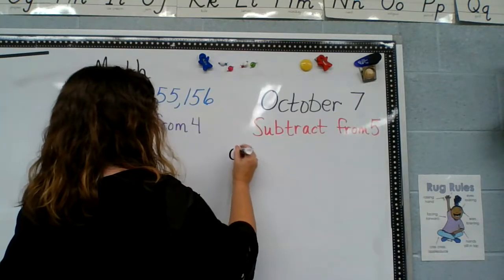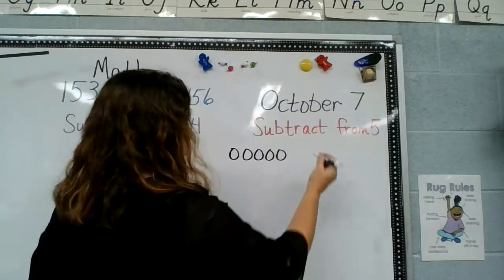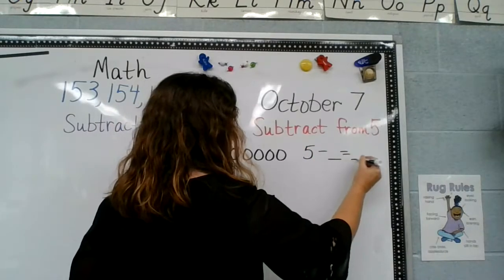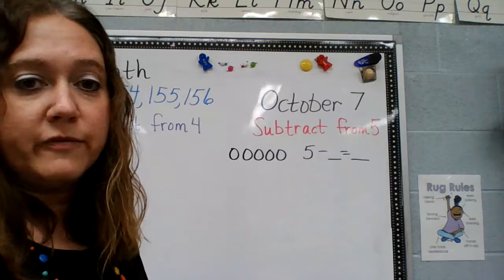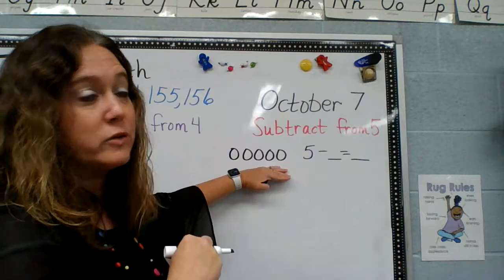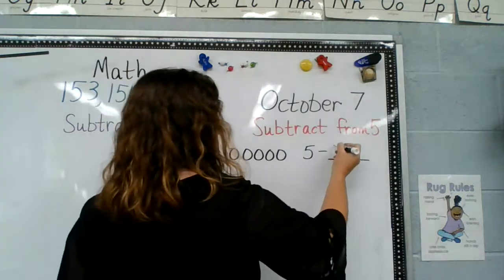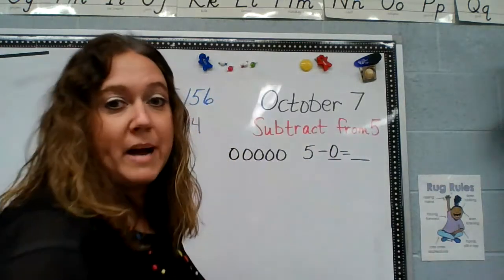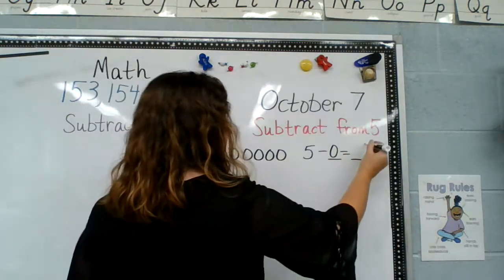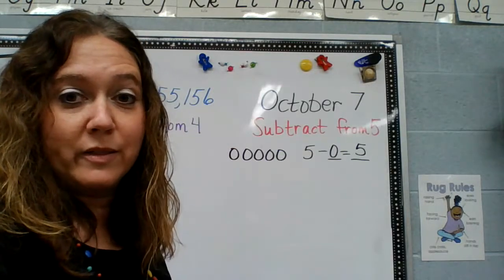So we're going to draw 5. And our subtraction number sentence this time is going to be 5 minus blank equals blank. So we're subtracting from 5. What did we do the first time when we were subtracting from 4? We didn't cross any out. So that meant 0. 5 minus 0. How many do we have left? All 5 of them. When you subtract 0, you have the same number that you started with.